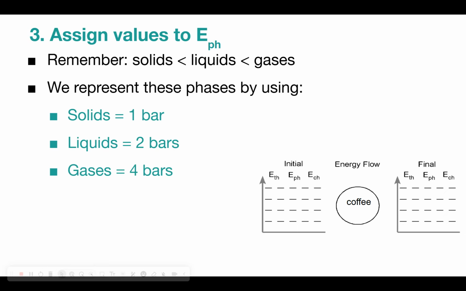We never use 3 bars for phase energy. You can use it for thermal, but never for phase. And that's because gases are so not attracted to each other. They have a ton of phase energy. They are just jamming around. Then we're going to add those bars to the initial and final EPH in our bar graphs.